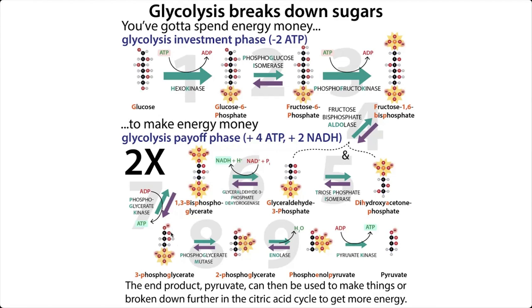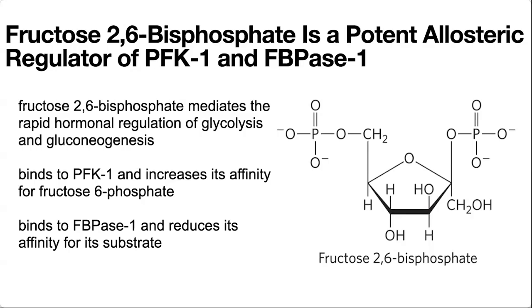Now, both of these are going to be made from fructose 6-phosphate, which was a product of the glycolysis. So this is kind of like a sidetrack from that glycolysis that's going to give us this molecule, F26BP. Now, F26BP is able to allosterically regulate both PFK1 and FBPase1, but in opposite directions. So when it binds to PFK1, it increases its affinity for fructose 6-phosphate. And when it binds to FBPase1, it reduces its affinity for its substrate.